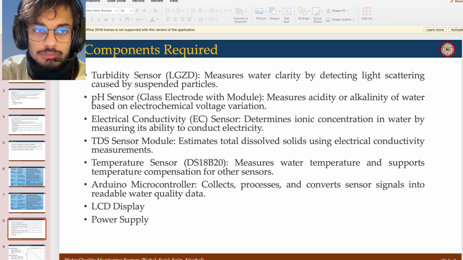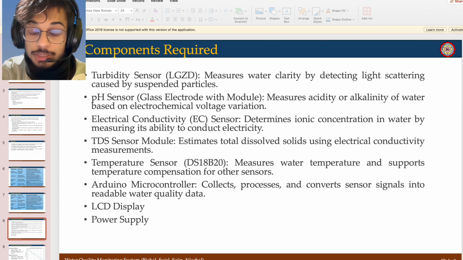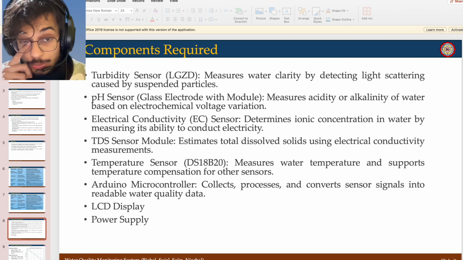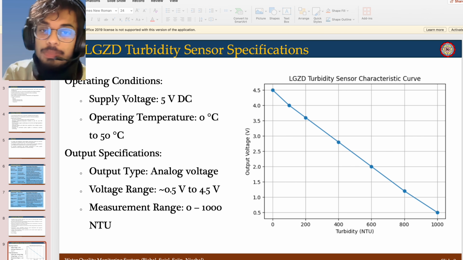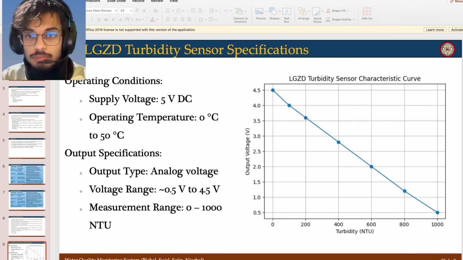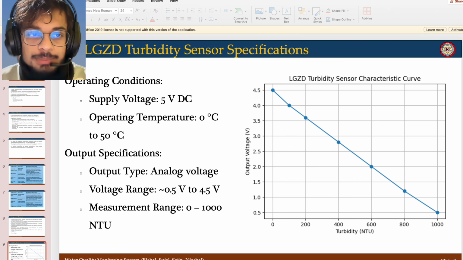The components are a turbidity sensor, pH sensor, electrical conductivity (EC) sensor, TDS sensor module, temperature sensor, Arduino microcontroller, LCD display, and power supply. We are going to see all the sensors in detail. Okay, let's go to the LGZD turbidity sensor specification. This is my part. Tomorrow I'm going to present this.